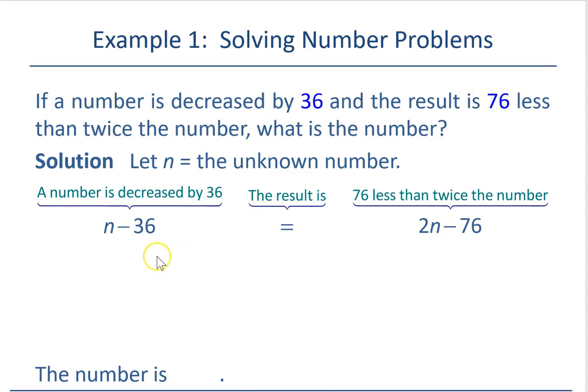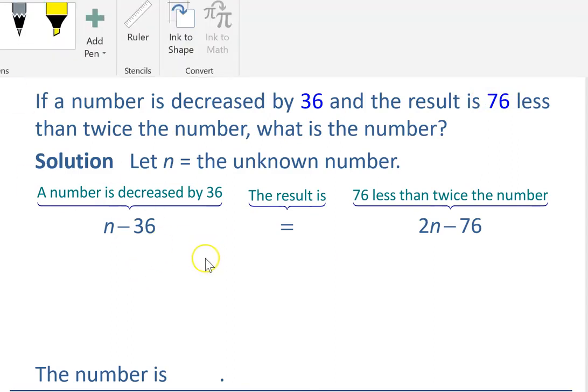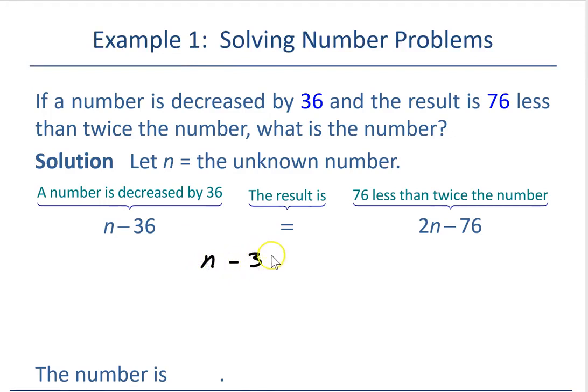Once you get to this part, you actually have an equation at this point, so we can solve this. I've got n minus 36 is equal to 2n minus 76. Let's start looking at how we can make this look a lot nicer. Let's solve for the n first. Let's subtract off an n here, and subtract off an n here. Remember, that's going to be a 1.